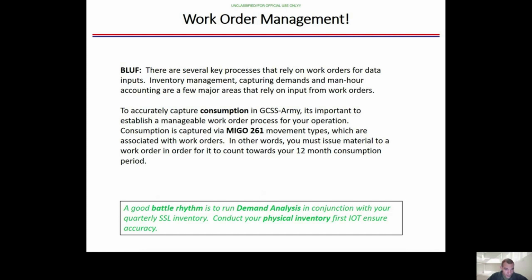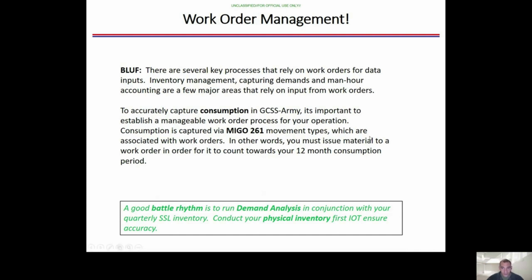To accurately capture consumption in GCSS Army, it's important to establish a manageable work order process for all of your operations. So everything you do when it comes to work orders, you need to make sure you have a process in place. Consumption is captured through movement type 261. I know a lot of y'all use 201, but that's wrong. You're not going to capture consumption with a 201 movement code. You have to use a 261 movement code.